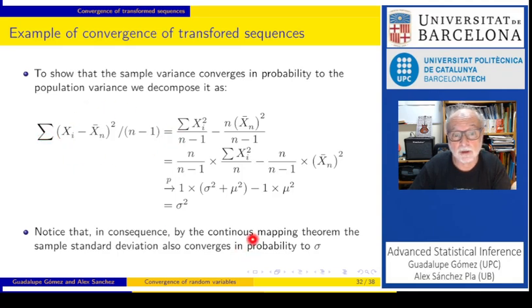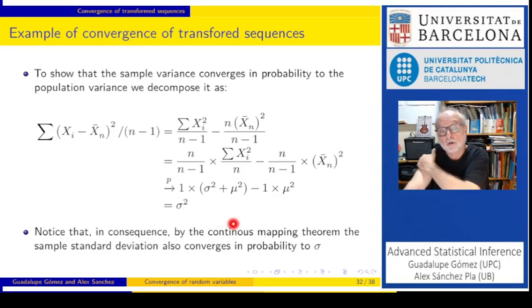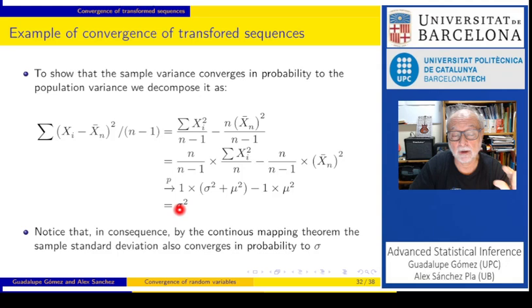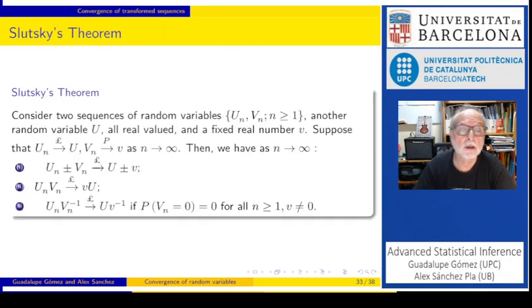sample variance converges in probability to the population variance, because if we decompose the formula for the sample variance in this well-known decomposition, we realize that this can be written in those terms, each of which converges in probability to a known result, and in consequence we have that the sample variance converges in probability to the population variance. Okay, and also we can have a bonus here, because given that convergence in probability, by the continuous mapping theorem the sample standard deviation will converge to the population standard deviation.